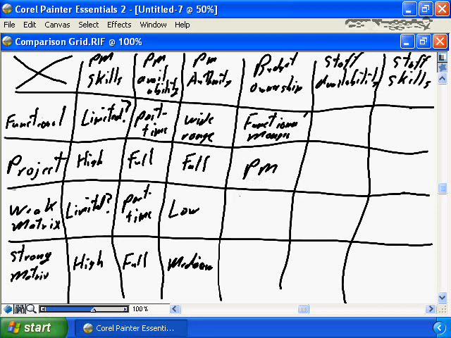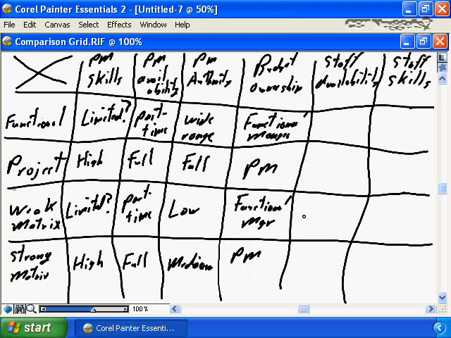In a weak matrix, it's going to go back to the functional manager again. And in a strong matrix, traditionally, the project manager yourself is going to have the budget responsibilities, but there may be instances where the functional manager may take on the budget responsibilities on your behalf.